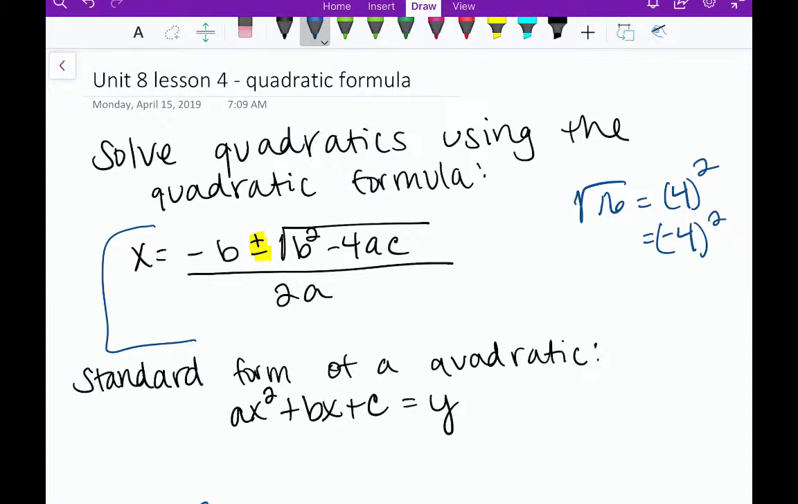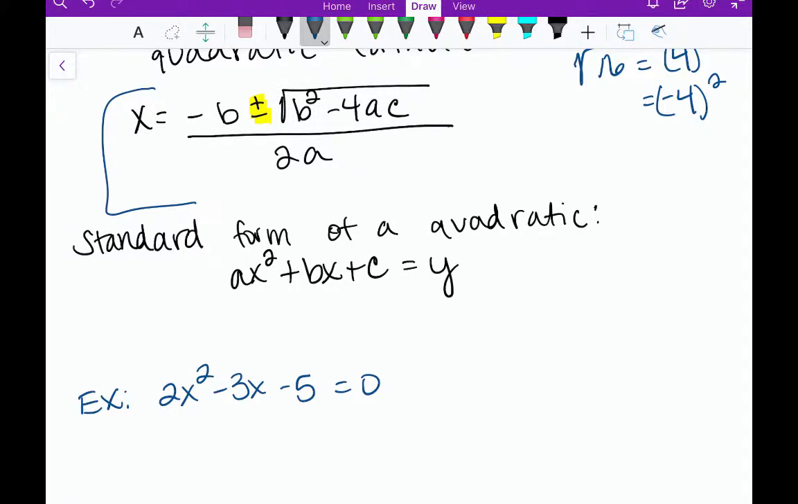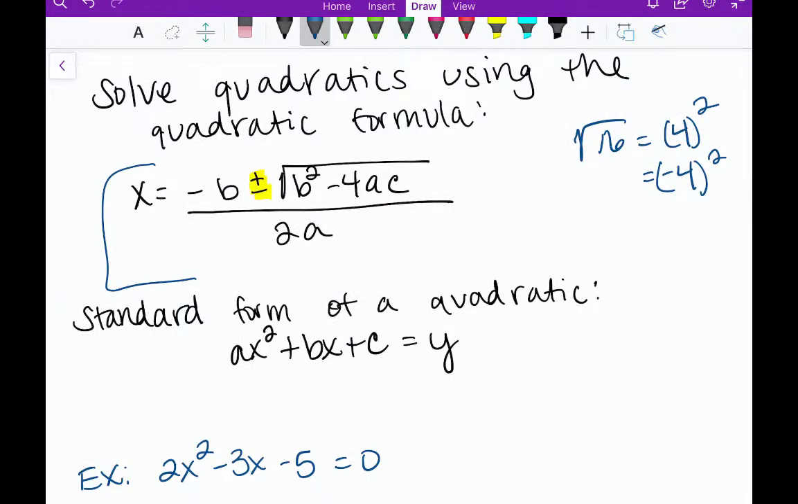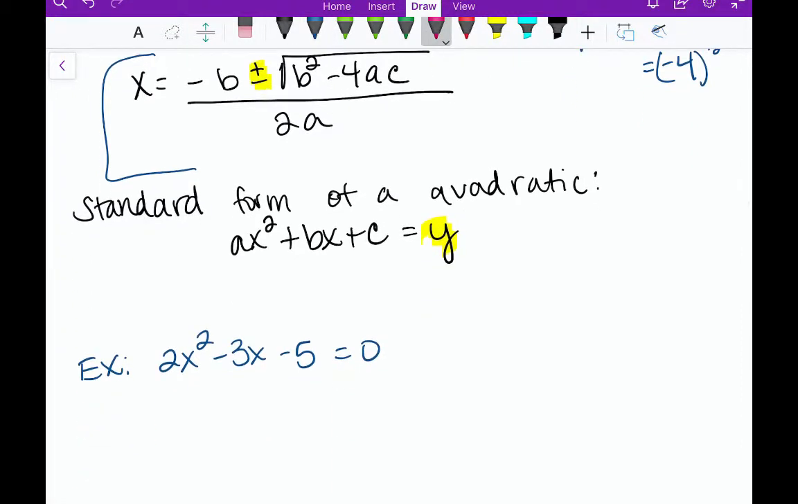And remember, we know that in a quadratic function, it's possible to have two solutions, and that may be because of the square root and that there's a plus and a minus. Remember, the standard form of a quadratic function is ax squared plus bx plus c equals y. And when we're trying to find the solutions, we need y to equal 0. And so we want the equation to look like this except equal to 0.